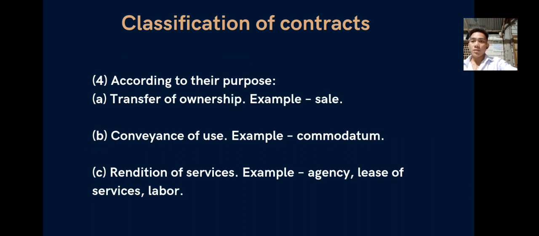The fourth classification of contract is according to their purpose. First, transfer of ownership. Example is sale. Second, conveyance of use. Example of this is the comodatum. Third is the rendition of services. Examples are the agency, lease of service, and labor.